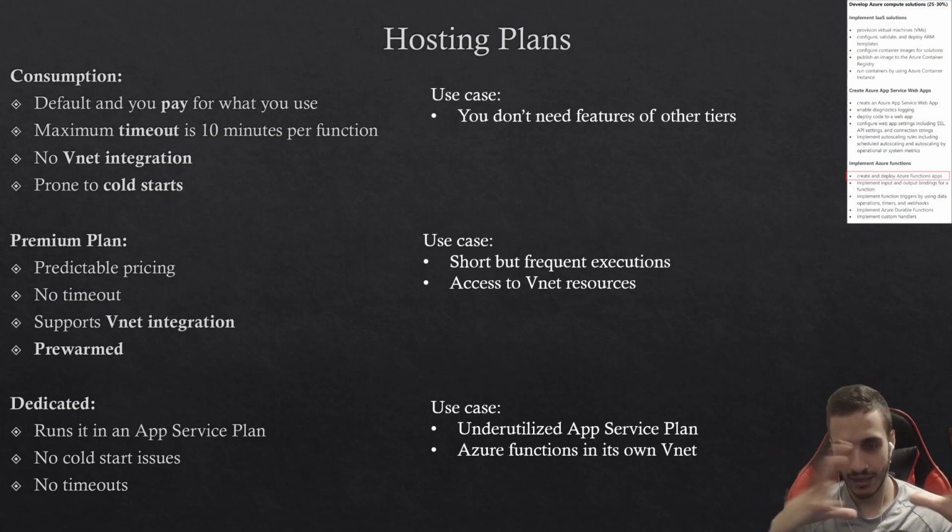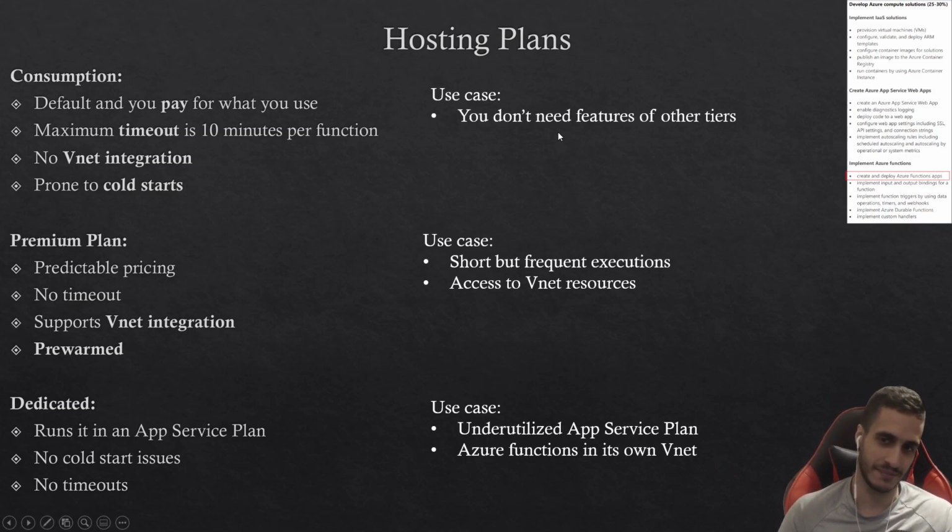So if your functions are super sensitive and you don't want them to be prone to cold starts and you want them to be executed immediately, you would have to look into other plans. So here the use case is you don't need the features of other tiers. That's basically it. You want to pay for what you use and you don't want the features of other tiers, which I will touch on now.